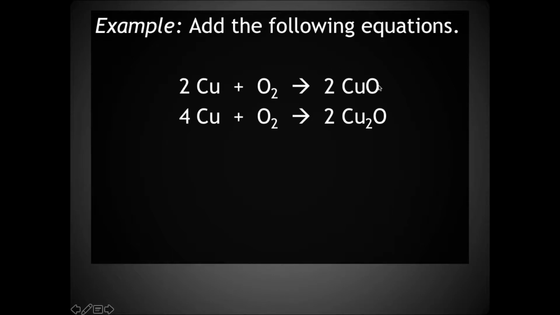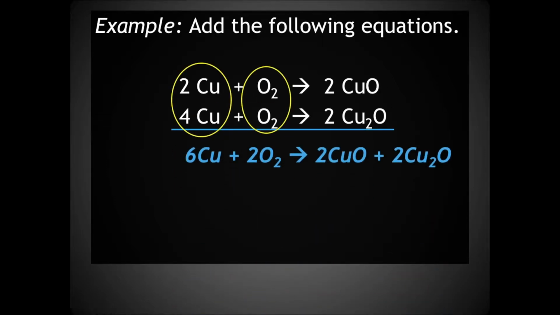And then here, these two are not the same, okay? This is copper oxide, and this is copper 2 oxide, okay? So these are different molecules, so you will need to do 2 of these plus 2 of these on the other side. So you're going to have a chemical equation that looks like this. You'll just bring everything down. In this case, nothing canceled, okay? So you just add them.